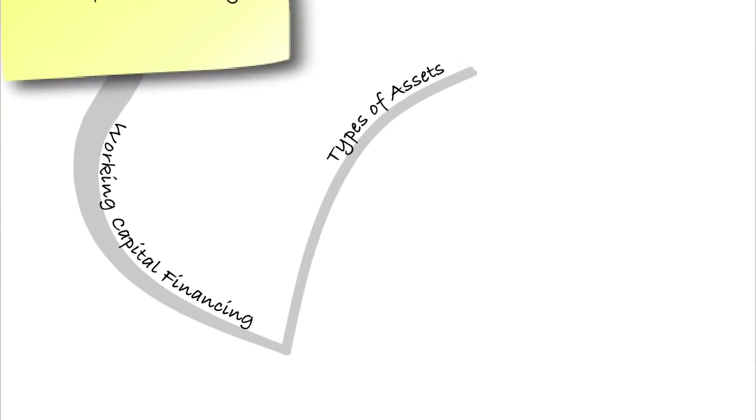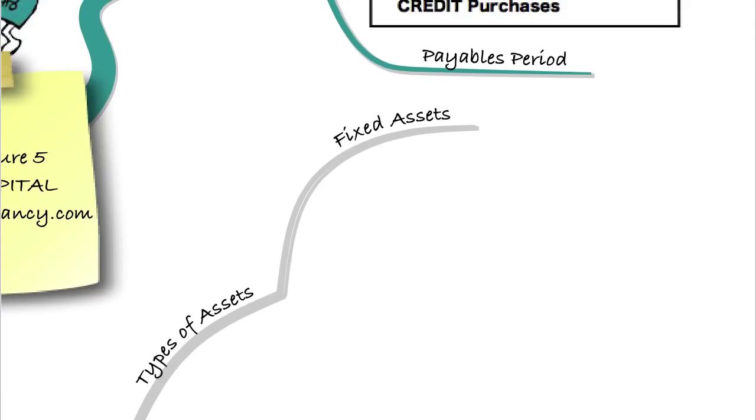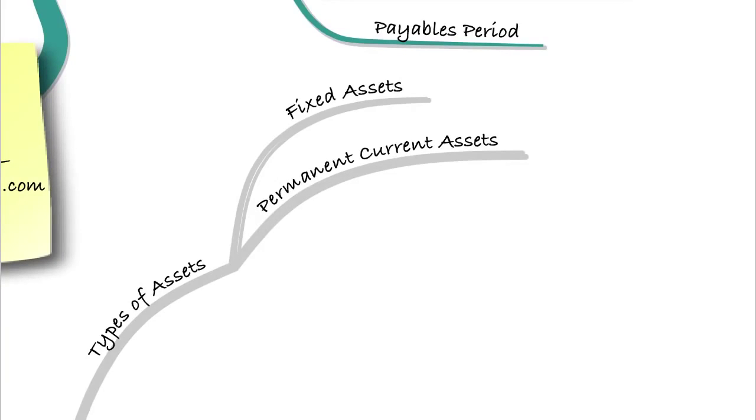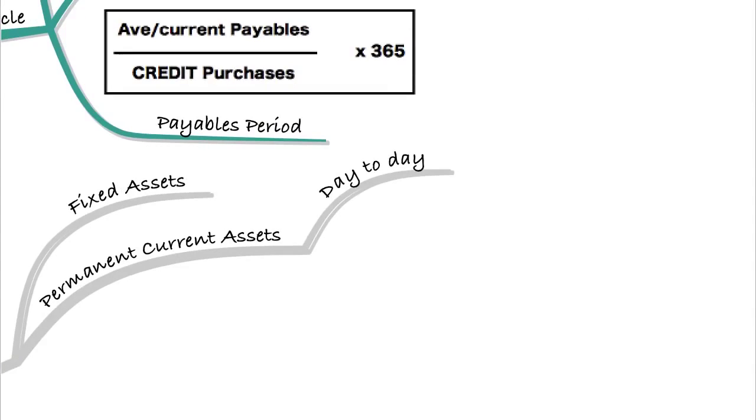Working capital financing, well, we talked first about our types of asset. We talked about, first of all, our fixed assets. Remember, that's just our plant, machinery, etc. We then talked about permanent current assets. These were the current assets that you'll need day to day.